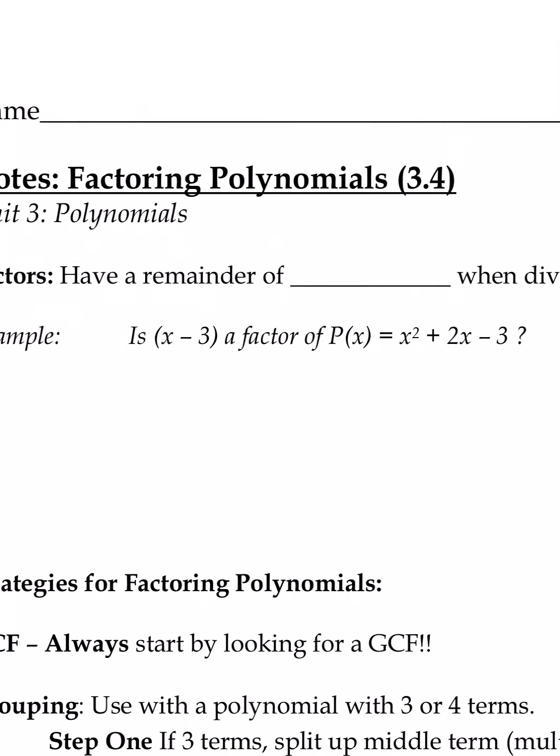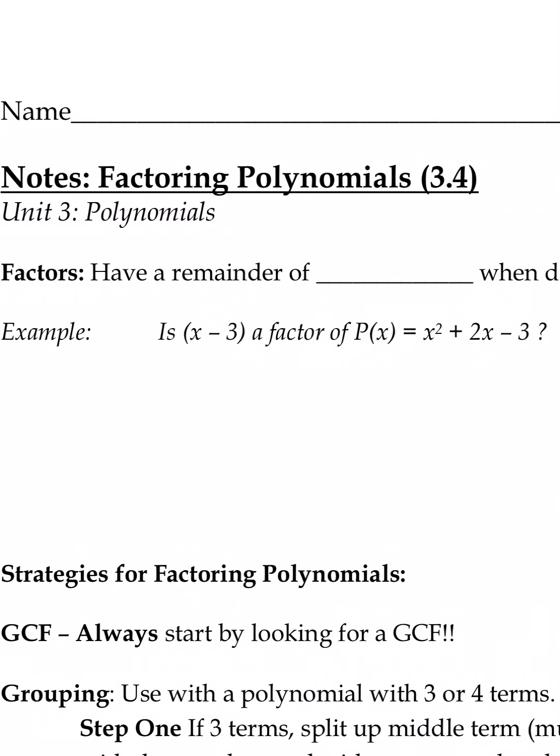Is it a factor? So if I think about, say, the number 18, I know it has a set of factors: 1, 2, 3, 6, 9, and 18. What does that mean? Well, if I were to divide 18 by any one of those numbers, it would divide evenly. It would have no remainder.